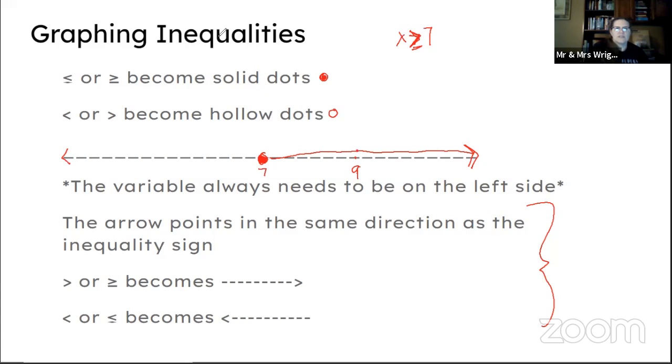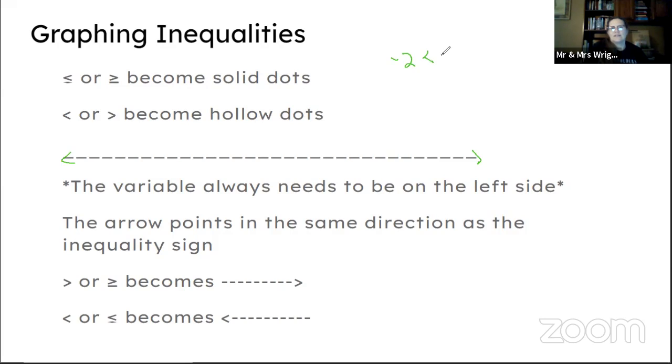So in other words, let's look at another type of inequality right here. Let's say -2 is less than x. What do I have to do first? I have to flip it so that my variable is on the left side in order to graph it. So I'm going to have x is greater than -2. If this were my number line, I can plot a -2 right here. This does not have an equal sign on the bottom, so I'm going to have a hollow dot right here where -2 is.